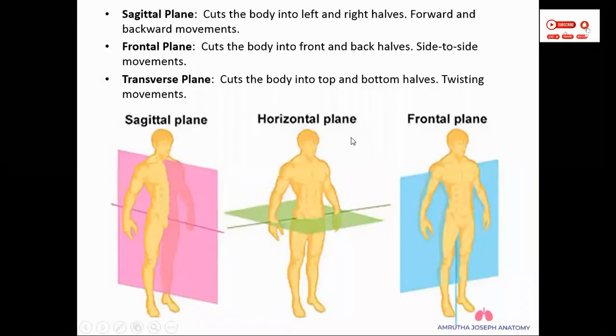Now we have seen different planes. We have seen sagittal plane, horizontal plane, frontal plane. Frontal plane is also called the coronal plane. So what are the movements that happen in these planes? In the sagittal plane, there are forward and backward movements, for example, flexion and extension. It happens in the sagittal plane.